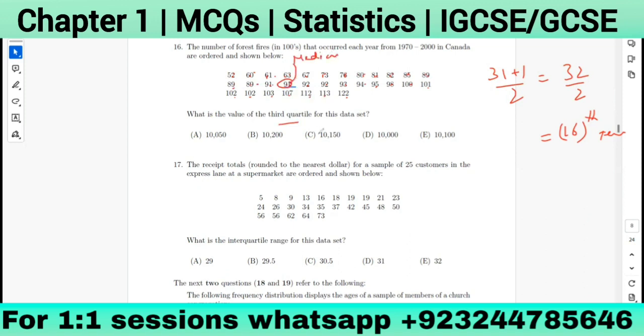And they're asking to find the third quartile. So after that, again the median of the upper half. It's 1, 2, 3, 4, 5, 6, 7, 8, 9, 10, 11, 12, 13, 14, 15. 15 plus 1 by 2, 16 by 2, 8. So the 8th term. 1, 2, 3, 4, 5, 6, 7, 8. Very good. 101. What is the value of the third quartile for this data? So it's 101, and it's in hundreds. So it's 10100. So it's E. Okay.